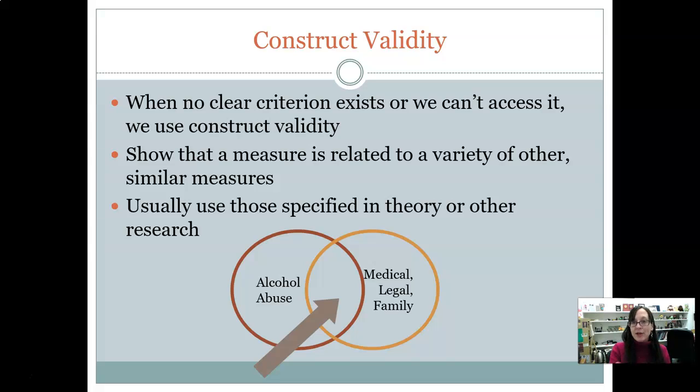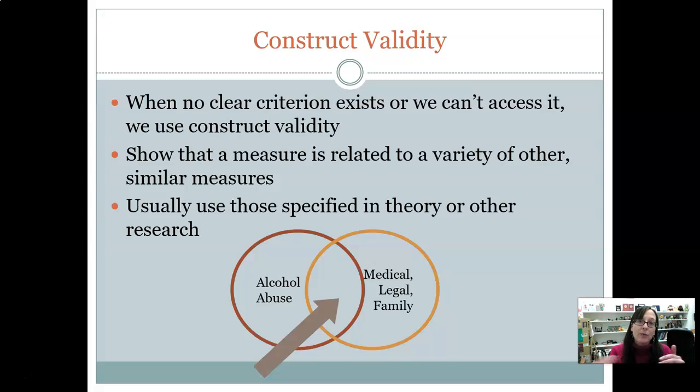So, for example, if your measure is a measure of alcohol abuse, then research has shown that people who abuse alcohol have problems with their medical health, they have legal problems, and they have family problems. So if you have a measure of alcohol abuse and you want to validate it, but there's no gold standard criterion for alcohol abuse, then you say, well, okay, if I'm actually tapping into alcohol abuse, then the people that are high on this measure should also have more medical problems, more legal problems, and more family problems.